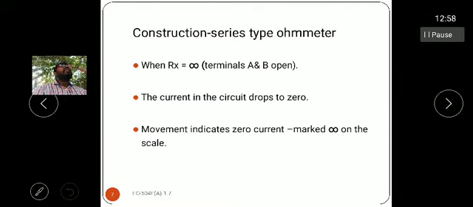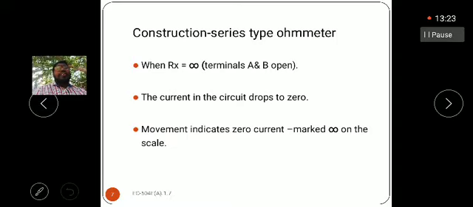We get the maximum current in the circuit if the resistance value is minimum. Ideally, we take the resistance value as 0. The second case is when the resistance connected is infinity, that means a high resistance value is connected. If the high resistance is connected, the terminals A and B are open circuited, and the current is 0.